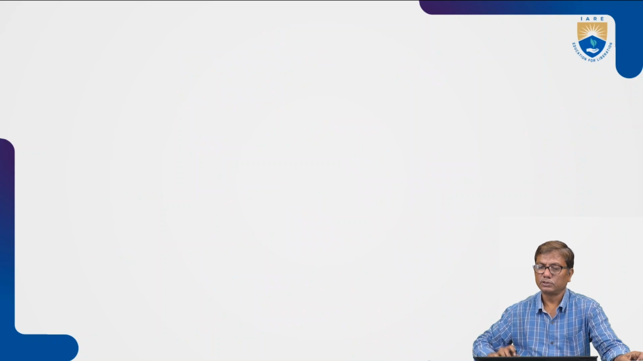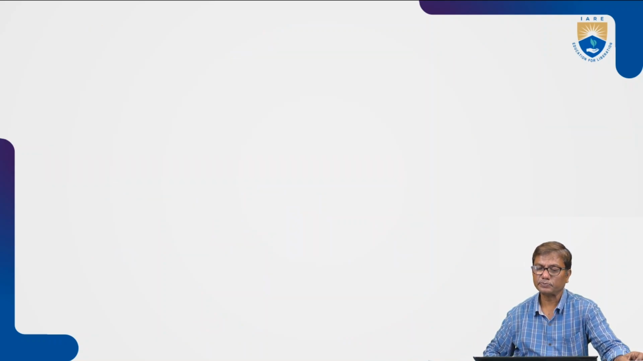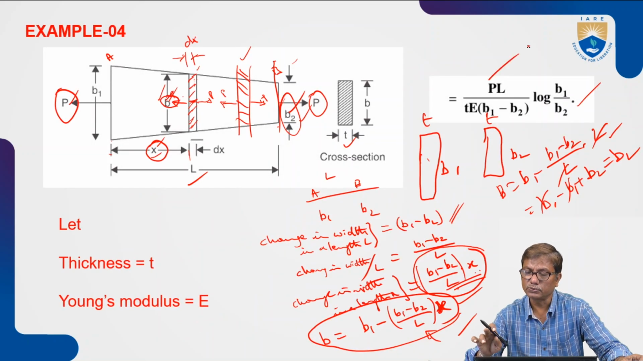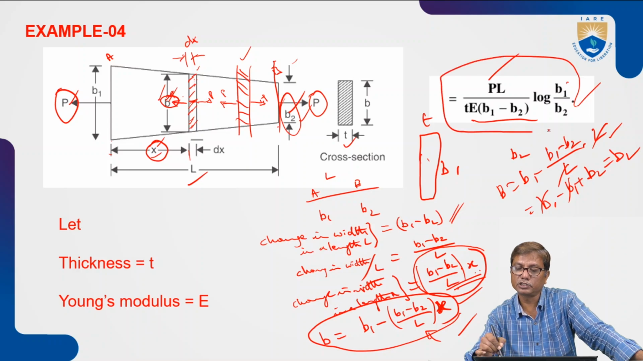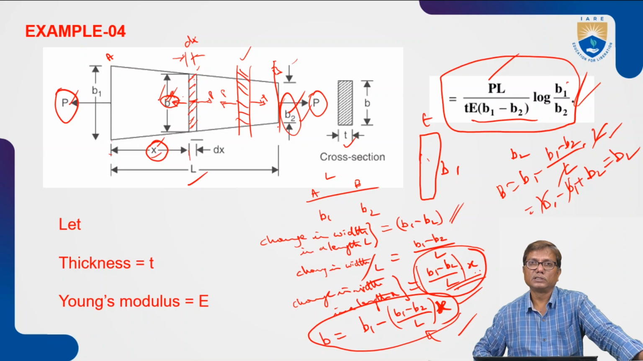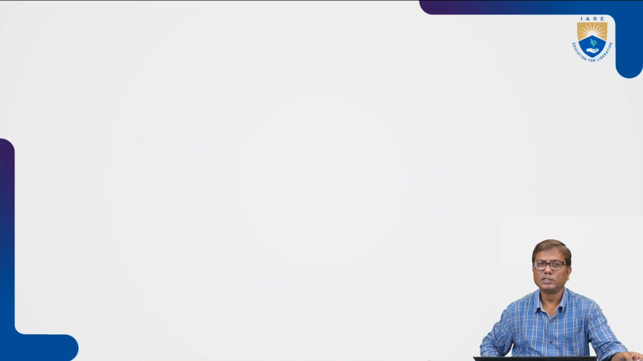So the final expression for the elongation is this one: PL by TE, b1 minus b2, log b1 by b2. This is the final expression for the elongation of a tapering bar with rectangular cross section. Okay, so with this we conclude today's session.